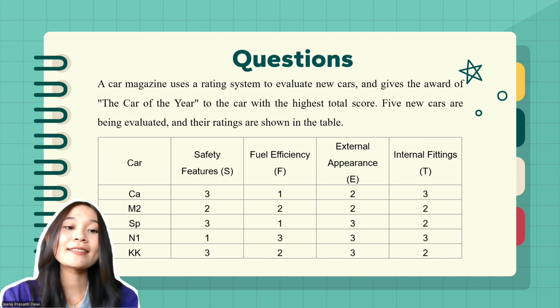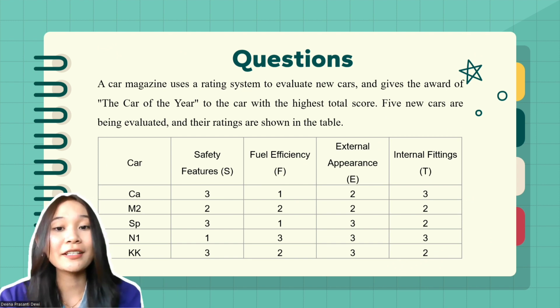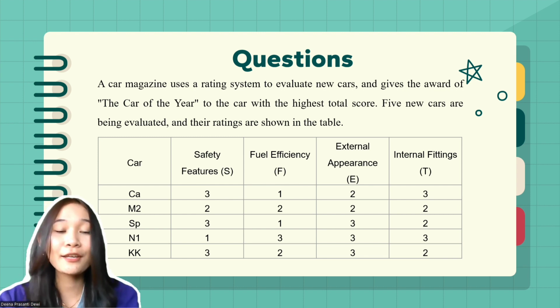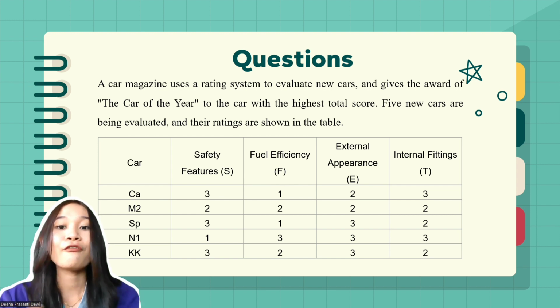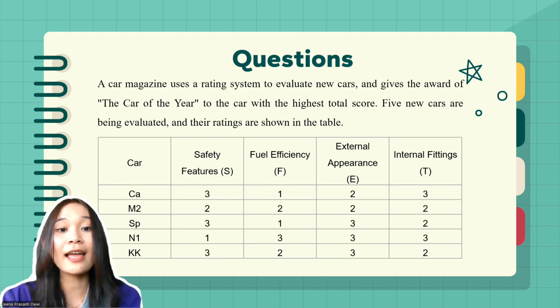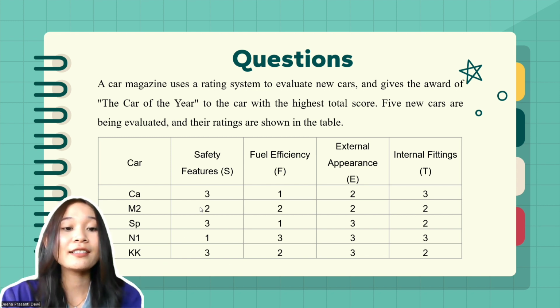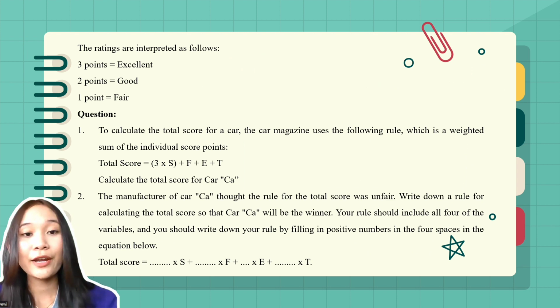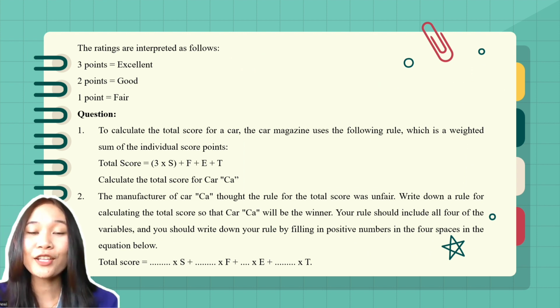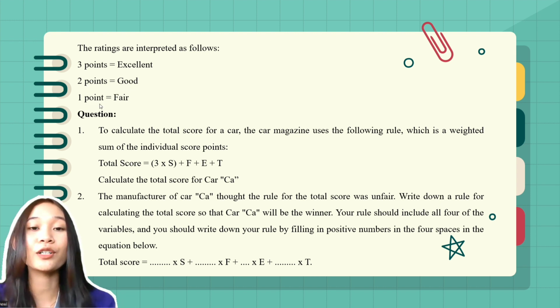So the problem is, a car magazine uses a rating system to evaluate new cars and gives the award of the car of the year to the car with the highest total score. Five new cars are being evaluated and the ratings are shown in the table below. For the ratings of cars CA, M2, SE, N1 and KK, you can see the table below. The ratings are interpreted as follows: 3 points equals excellent, 2 points equals good, and 1 point equals fair.